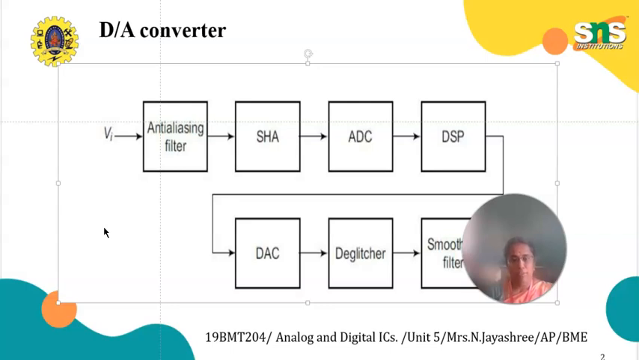After that, the output is given to the sample and hold circuit. This circuit converts the filtered signal into equivalent samples of the analog signal. These samples are given to the ADC, which converts the analog signal to a digital signal. After this, DSP, digital signal processing, is performed, which is again followed by digital to analog conversion. At last, the smoothing filter smoothens the signal, and finally we get the output as an analog or digital waveform depending on the application.